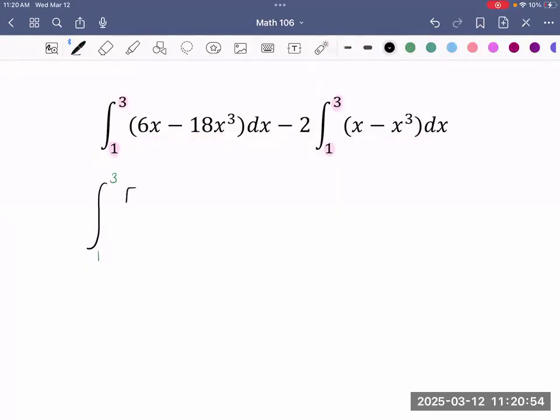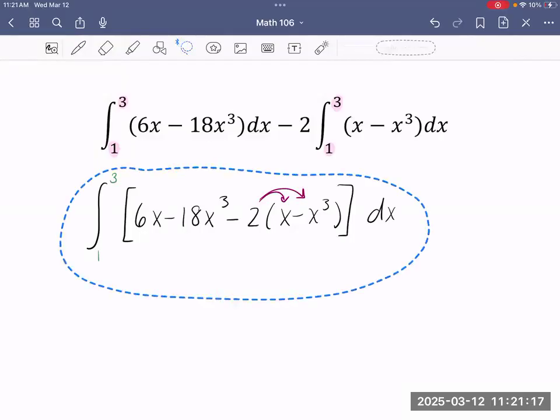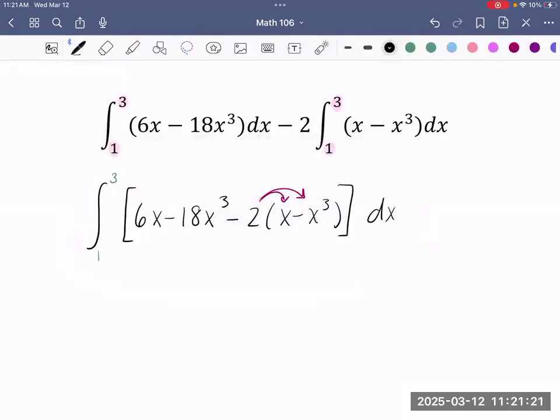So putting this all into one, we have 6x minus 18x cubed, minus 2x minus x cubed. And we're going to do that full integration here. That is, let's simplify first. So let's go ahead and push that through. Simplify a little bit, and I'm actually just going to highlight this portion. That way I don't have to keep writing it.